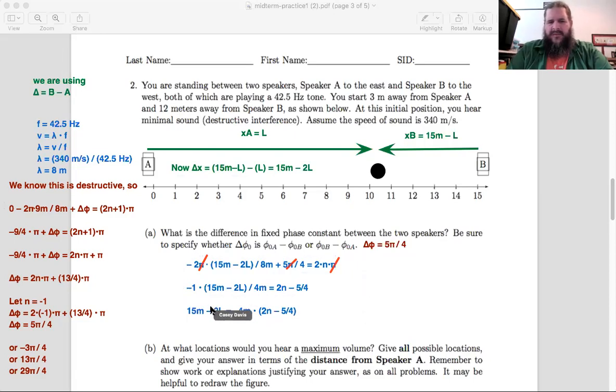Also, I think it might be useful to multiply both sides by -1 here, just to reverse the order on the subtraction. So multiply both sides by -1, we get 2L minus 15 meters equals positive 4 meters times 2n minus 5/4. And then what? I would distribute the 4, so 2L minus 15 equals 8n minus 5. Yeah, or 8 meters times n minus 5 meters, because we want to keep the units as well. And then to finish that off, we can just add 15.